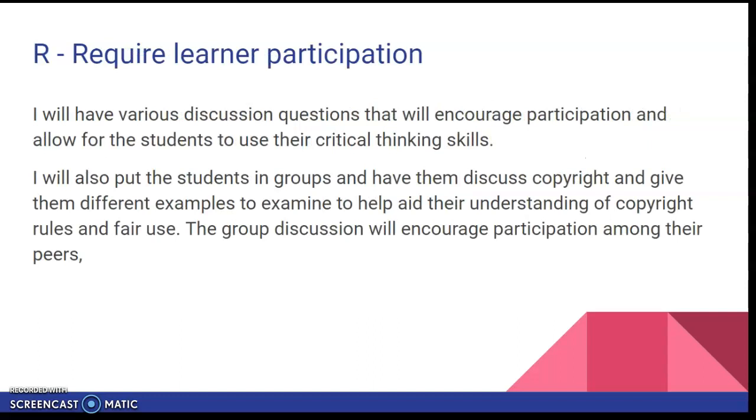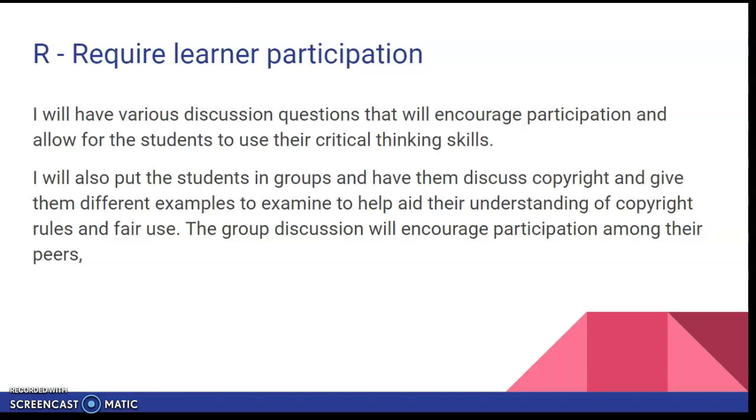So, require learner participation. I'll have various discussion questions that will encourage participation and allow students to use their critical thinking skills. I will also have little prizes that encourage kids. If they raise their hand, they will get a little candy, and that encourages kids to be vocal and participate in the discussion. We'll have a few little prizes throughout the discussion period.